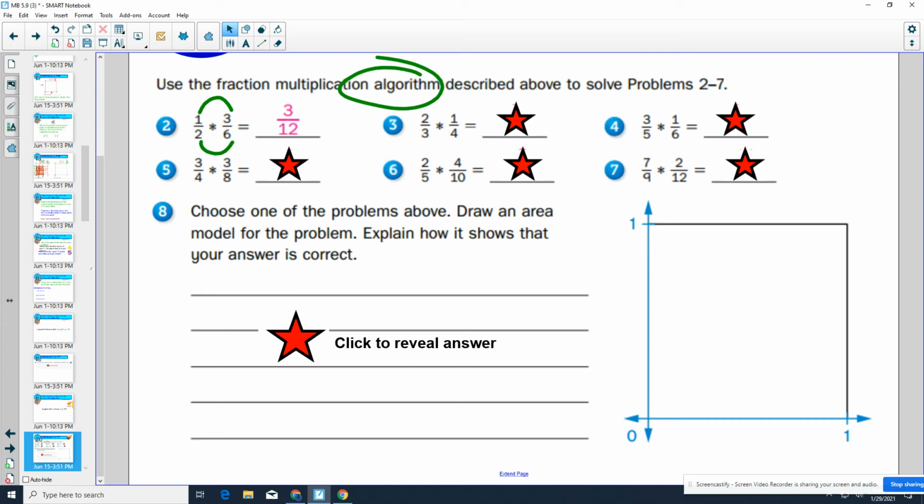On number 8, it asks you to draw an area model for one of the problems. Explain how it shows your answer is correct. So in this case here, you're going to do the area model, just like we practiced. And so you're going to pick one. You want to make sure you label it. So like if I did 3/5, if I chose number 4, I would label it with fifths, and then sixths, and then I would label and shade to see if I got the same answer as my product.